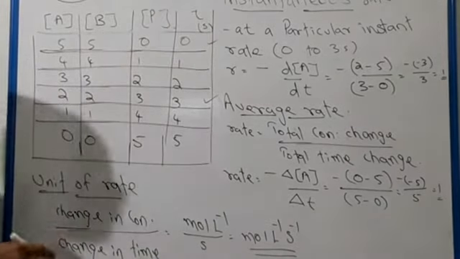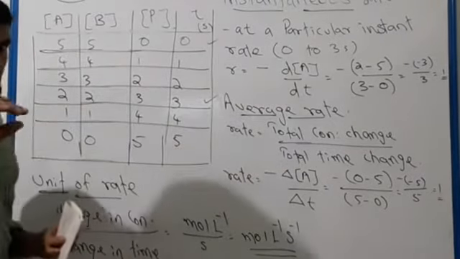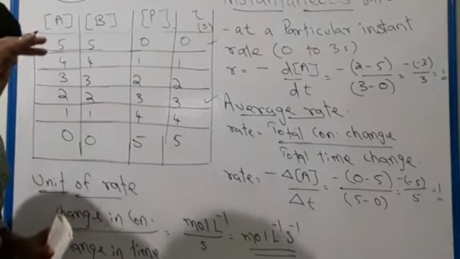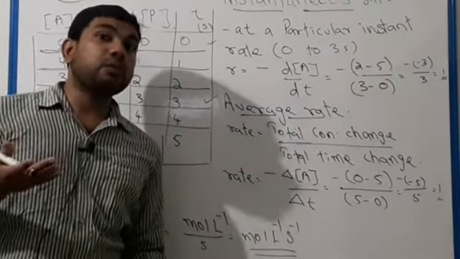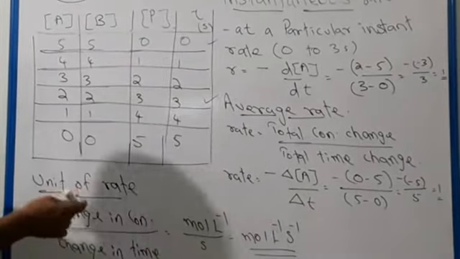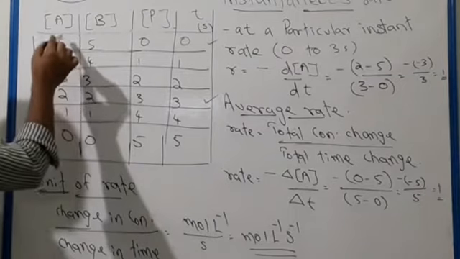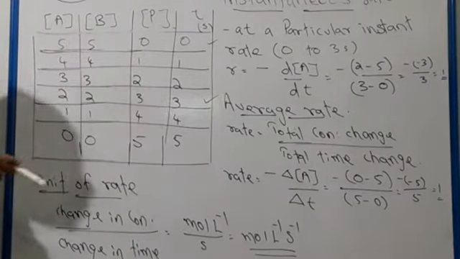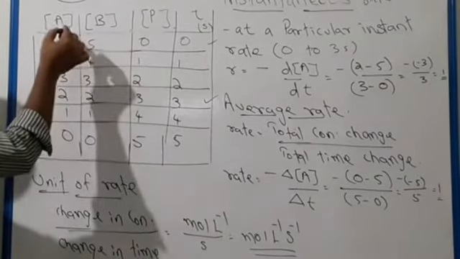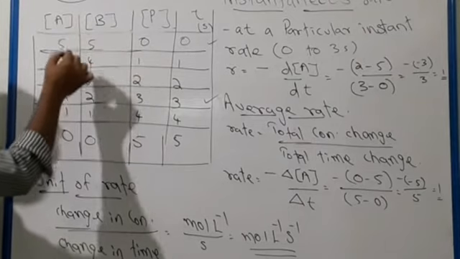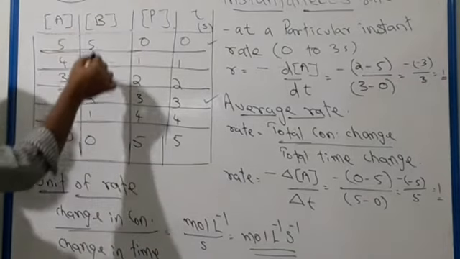I told you before, the amount of reactants decreases with time. So the concentration of A and the concentration of B decrease with time. Similarly, the concentration of product increases with time. Imagine the initial concentration of A and B is 5, then according to time the concentration of A and B decreases: 5, 4, 3, 2, 1, 0.